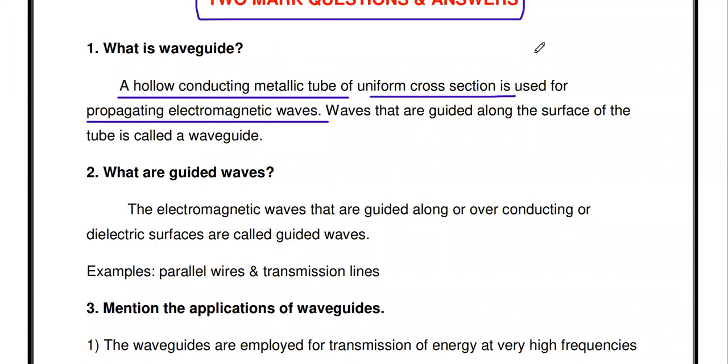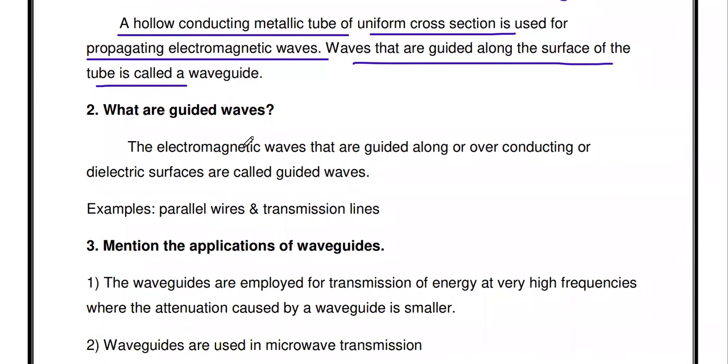If the shape of this waveguide is rectangular, it is called a rectangular waveguide. If the shape is cylindrical, circular in nature, that waveguide is called a circular waveguide. So this is the definition of the waveguide. The waves that are guided along the surface of the tube form a waveguide.